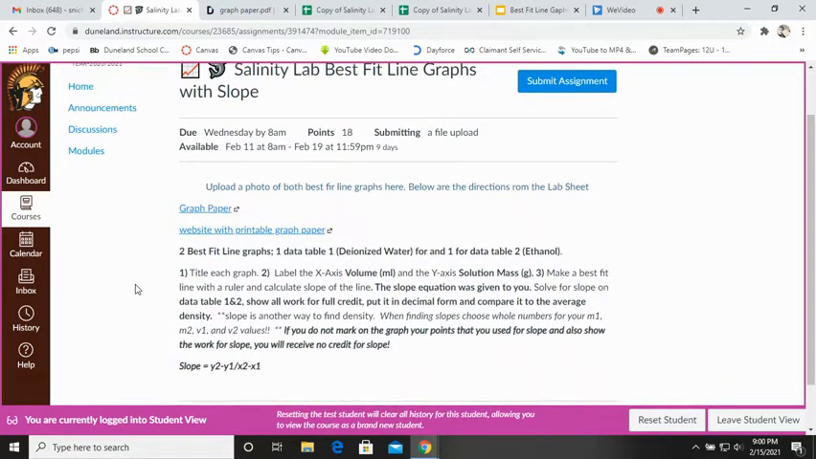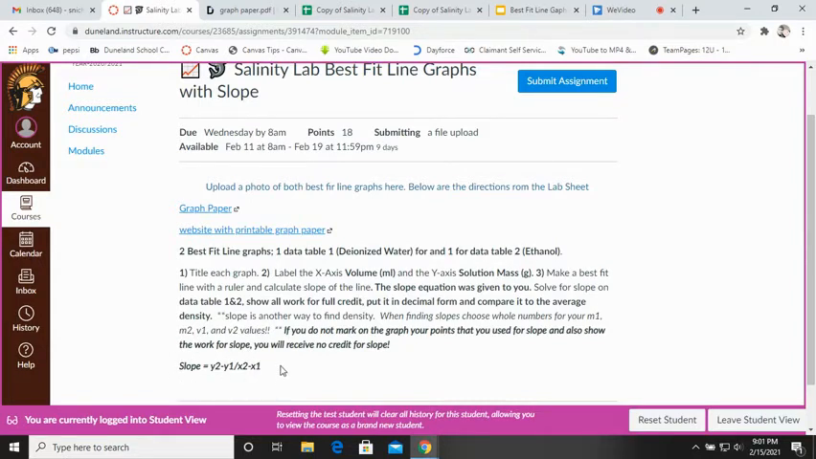So we're going to make two best fit line graphs, one for data table 1, deionized water, and then one for data table 2, which is ethanol. We're going to title each graph. We're going to label the x-axis volume in milliliters and the y-axis solution mass in grams. We're going to make a best fit line with a ruler and calculate the slope of the line. The slope equation was given to you. It's at the bottom here, though.